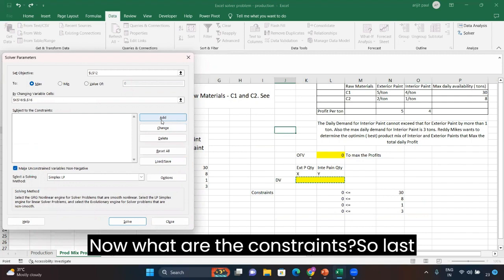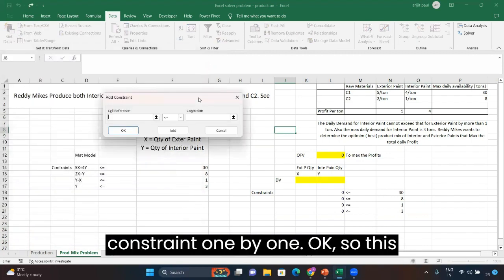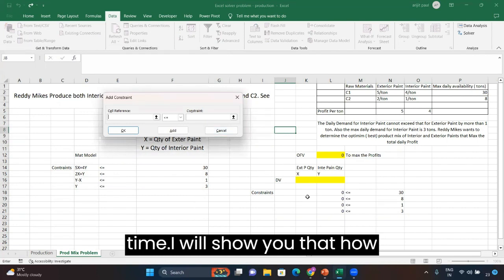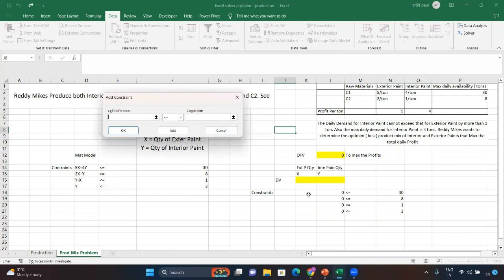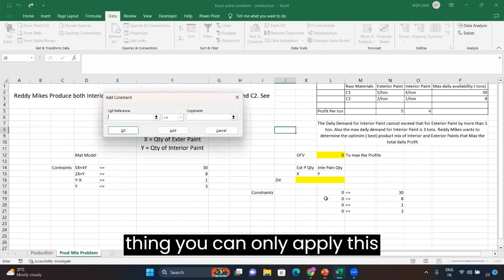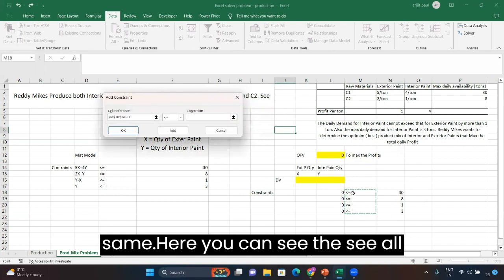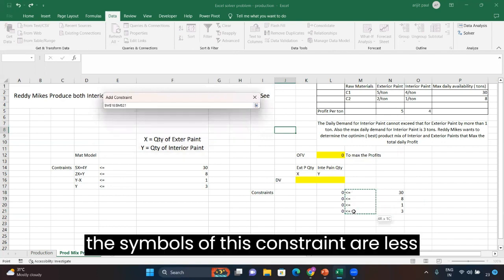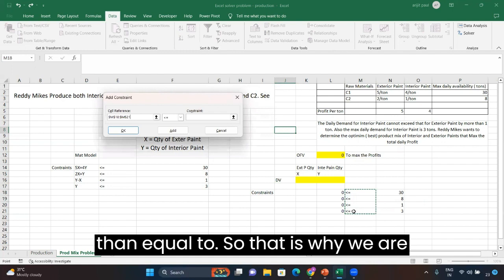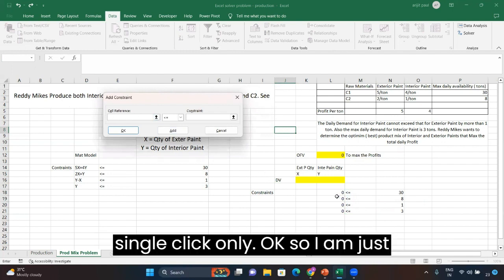Now what are the constraints? Last time I showed you how to add the constraints one by one. This time I will show you how to add all the constraints in a single click. But remember one thing, you can only apply this if the symbols are the same. Here you can see all the symbols of these constraints are less than or equal to. That is why we are going to apply all these constraints in a single click.